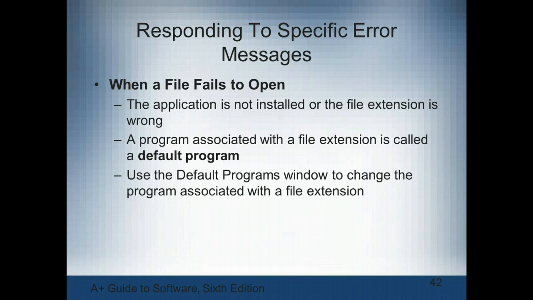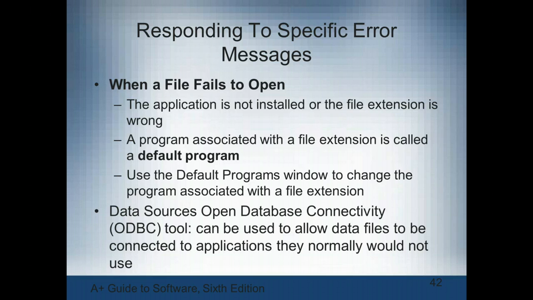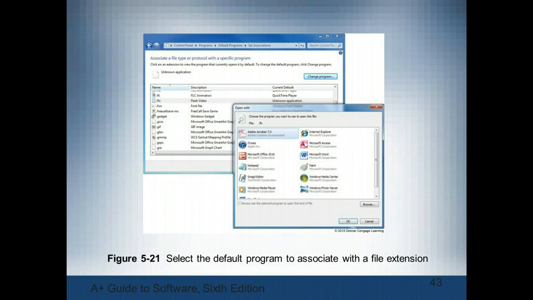Specific error messages, what doesn't open: the application is not installed for the file extension, or the file extension is wrong. You can change the associations. What the association does is simply tell the system what program to use to open that file type. Open Database Connectivity, ODBC, databases: anything from Access to SQL can be an ODBC database.